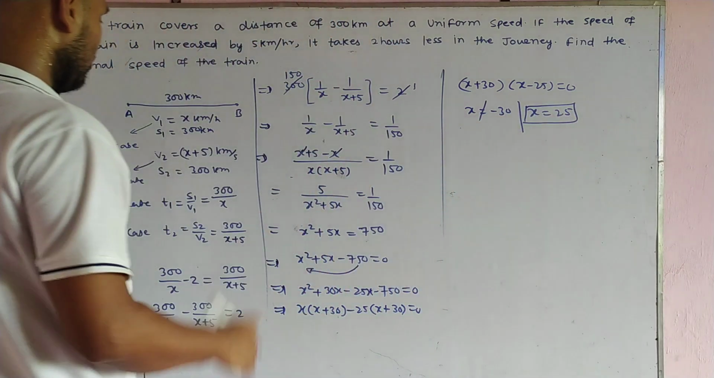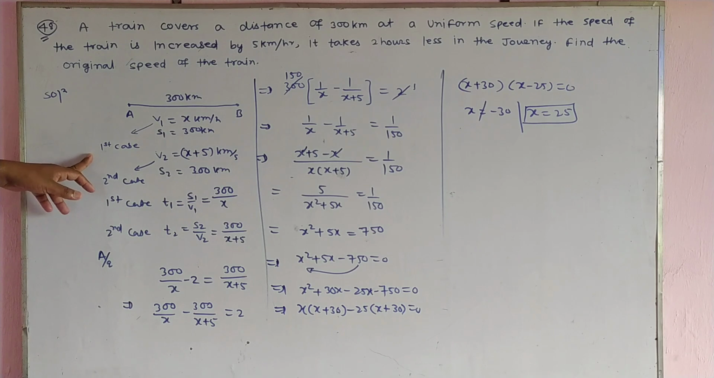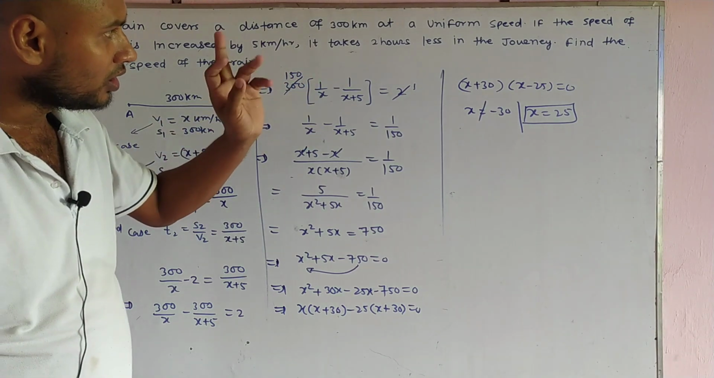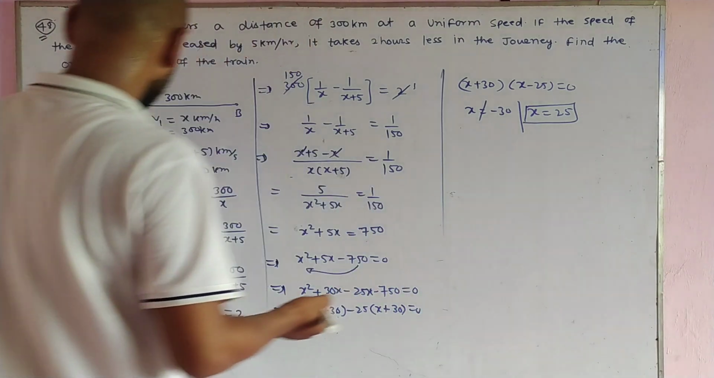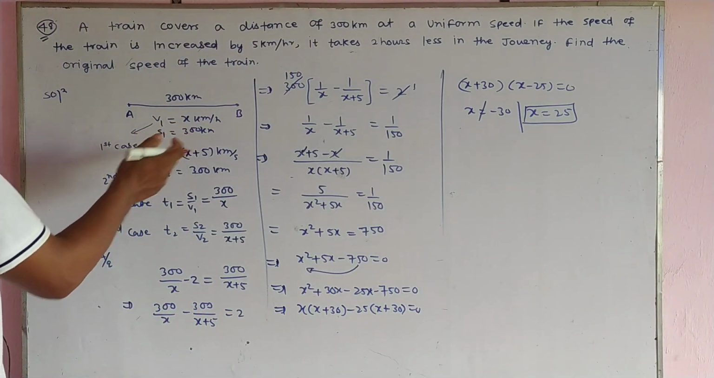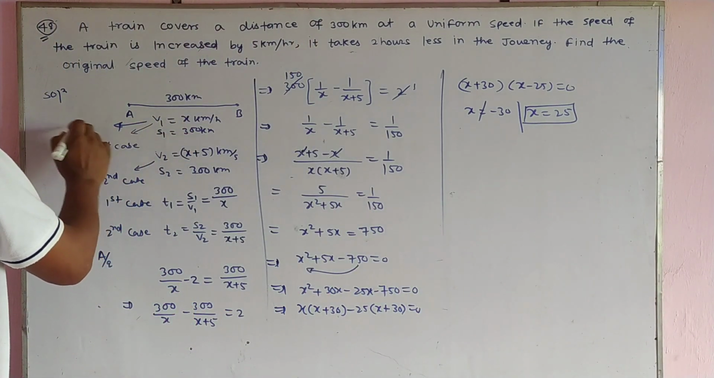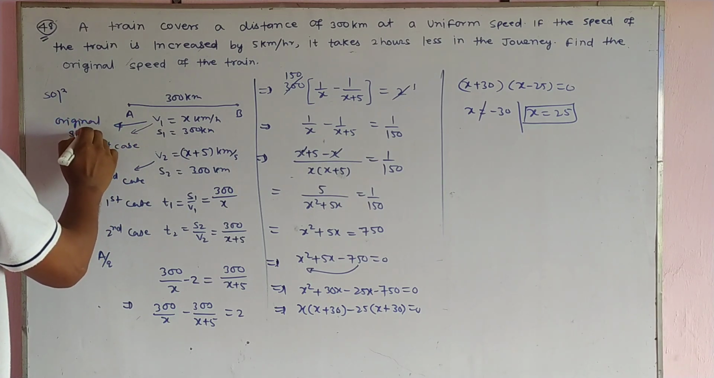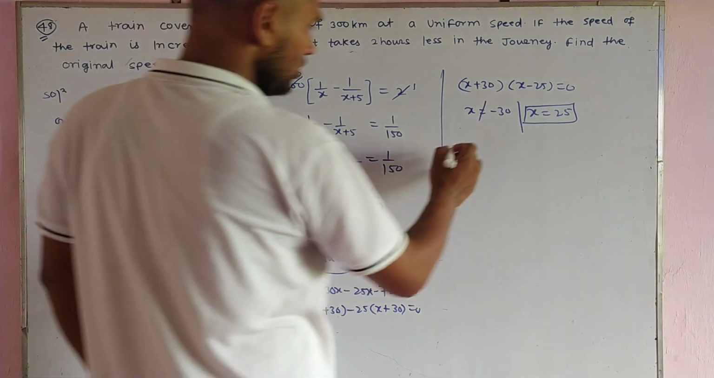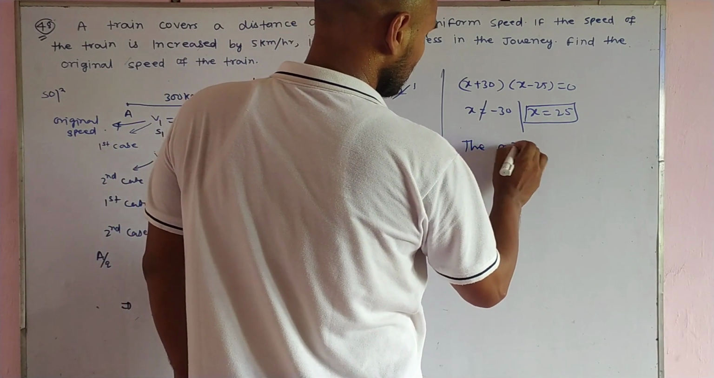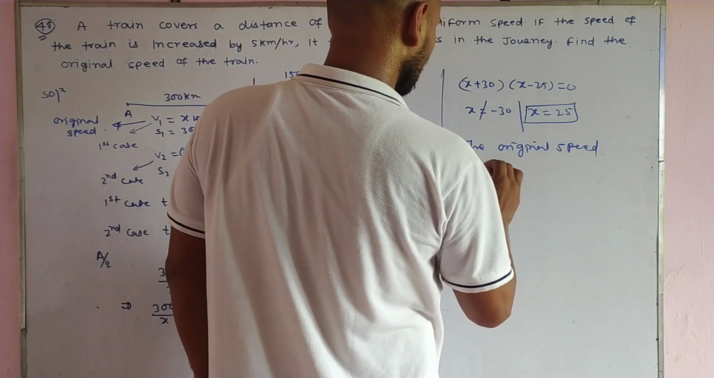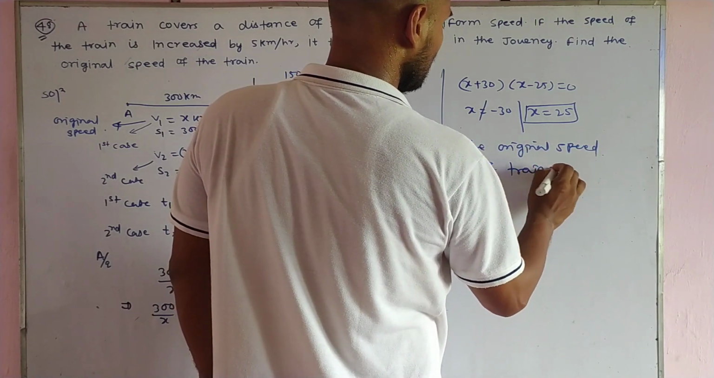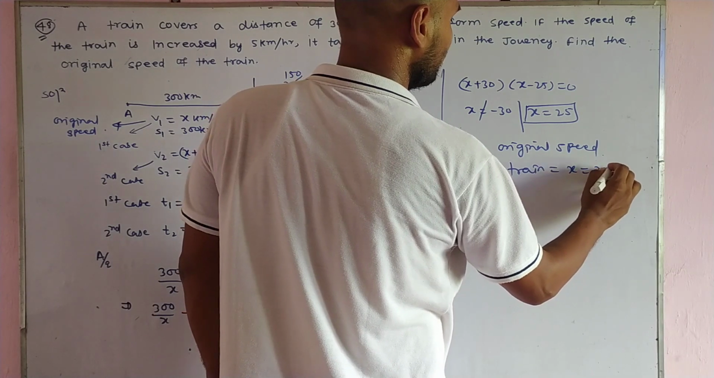So the speed that we assumed in the first case is the original speed of the train. You can write here: the original speed of the train equals x equals 25 km/h.